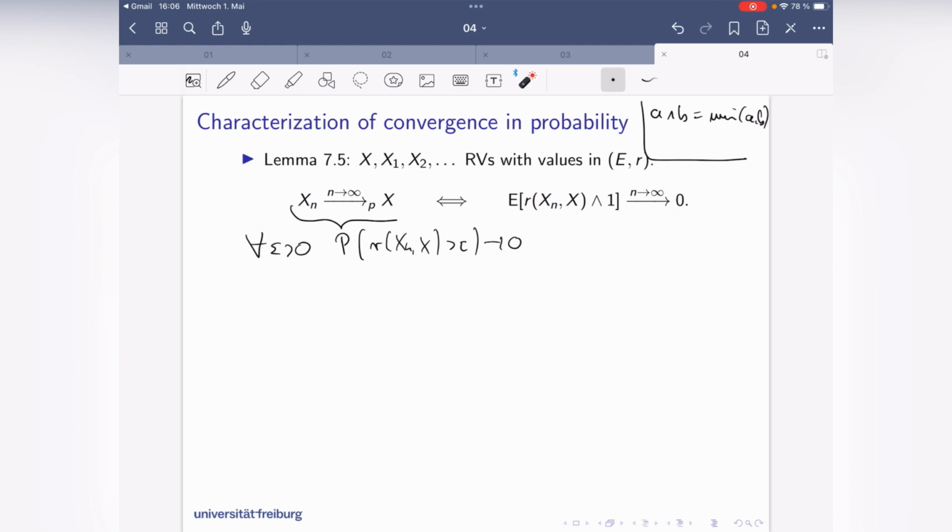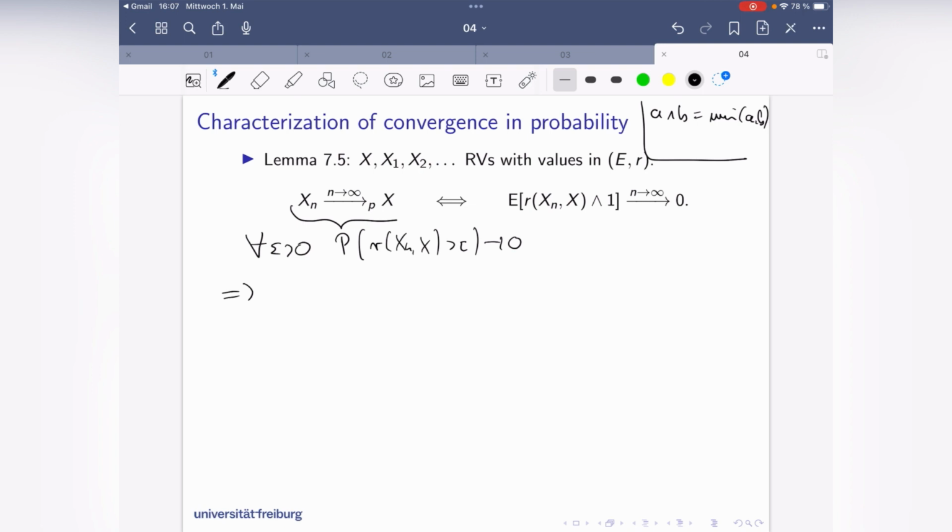As you see, the definition of convergence in probability requires always to pick some epsilon bigger than 0. On the right-hand side, we do not have this. So the epsilon we do not need on the right-hand side, which means that it's maybe practical in some proofs to use the right-hand side. So let's come to the proof. There are two parts, from left to right and then from right to left.